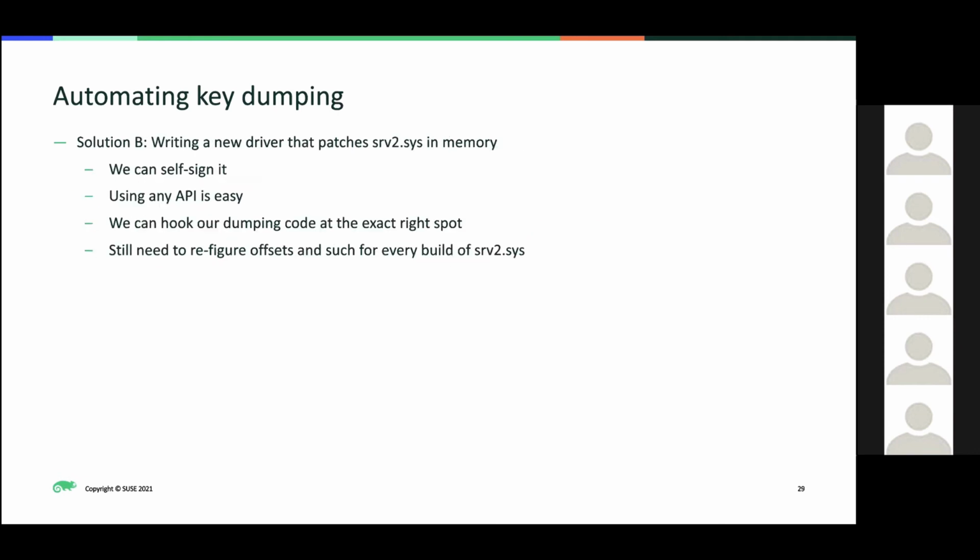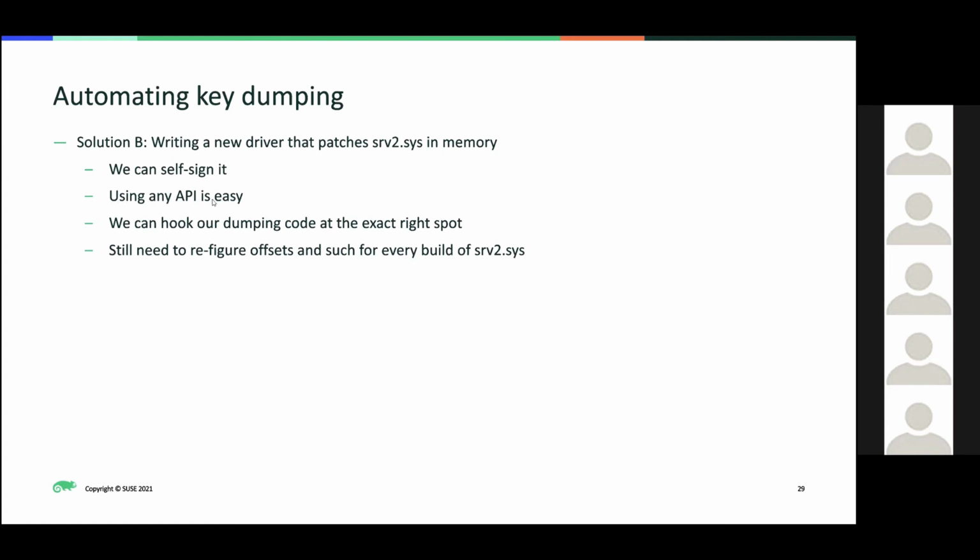So solution B: we can write a new driver. We leave SRv2 untouched on the disk, but we write a new driver that, once loaded, looks at the loaded version of the module and patches it at this point. Because once we're in kernel space, we can do whatever we want. We can self-sign our own module. So basically, we will have to add some new certificates to the machine and then be able to load the module. Or otherwise pay for someone to sign it, but that's unlikely to happen.